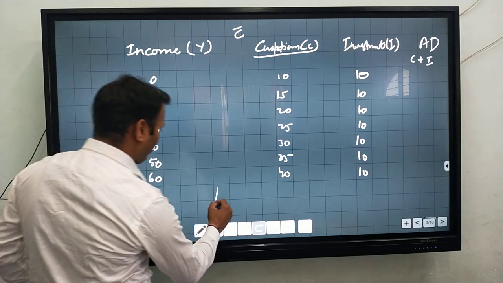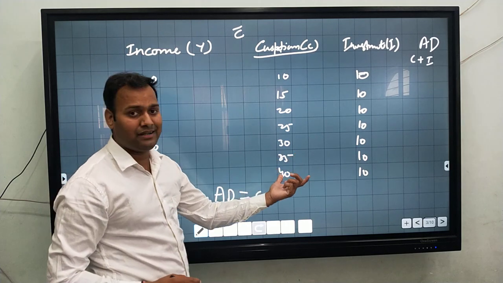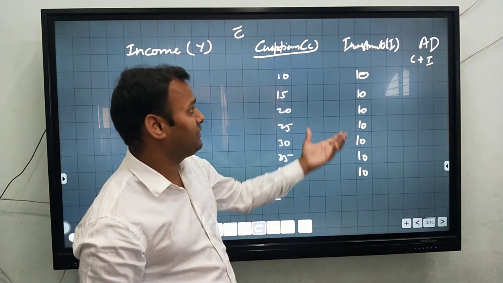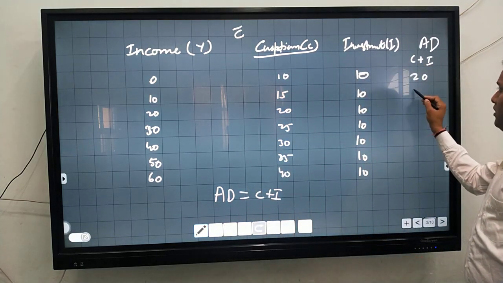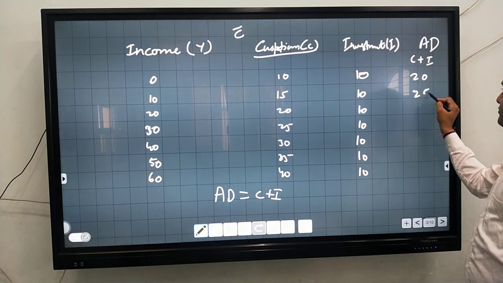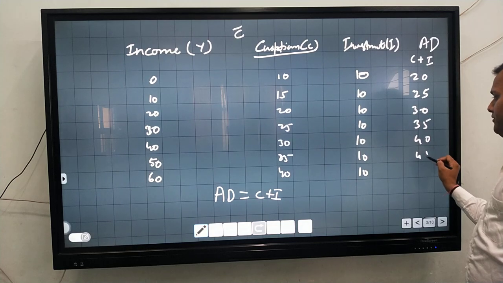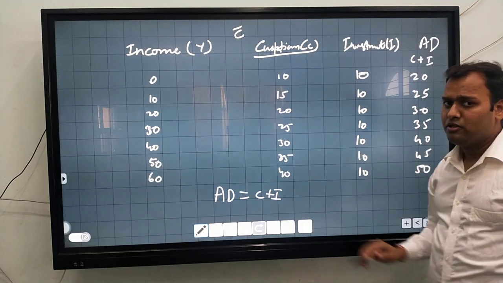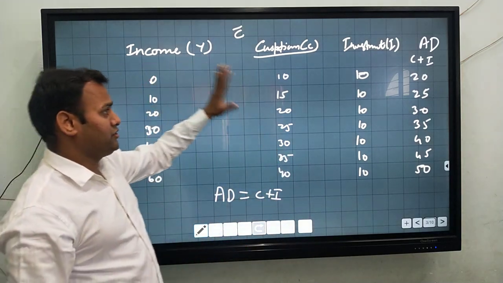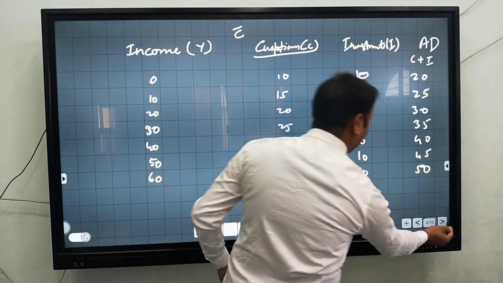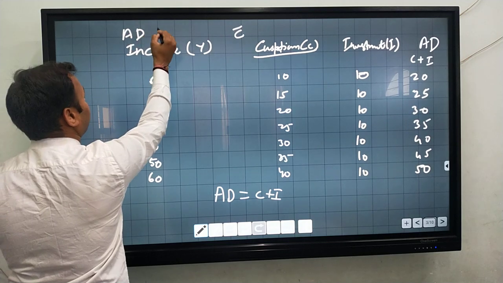As you know, the formula of AD is C plus I. So we simply add C, that is consumption, and investment. So we get 20, 25, 30, 35, 40, 45 and 50. So this is the schedule of aggregate demand, that is C plus I. Now, for the schedule of aggregate demand, just write the heading: aggregate demand schedule.